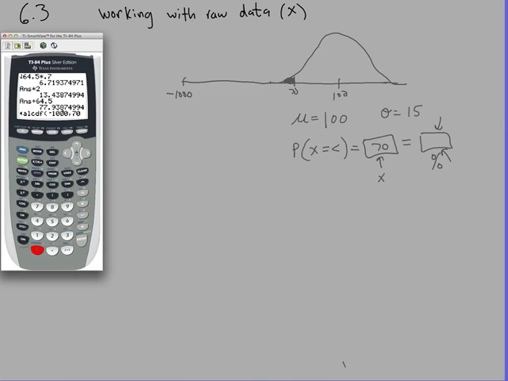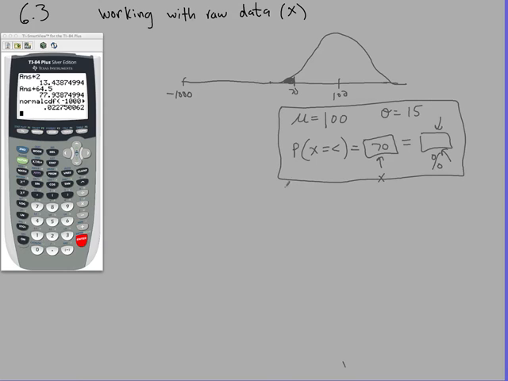Because that's where my shaded region is. I'm interested from negative 1,000 to 70, comma, my mean is 100, my standard deviation is 15. Okay, so this is how you do it on StatCrunch, and this is how you do it on the TI. So the answer there is 0.02275, okay, about 2.275%.